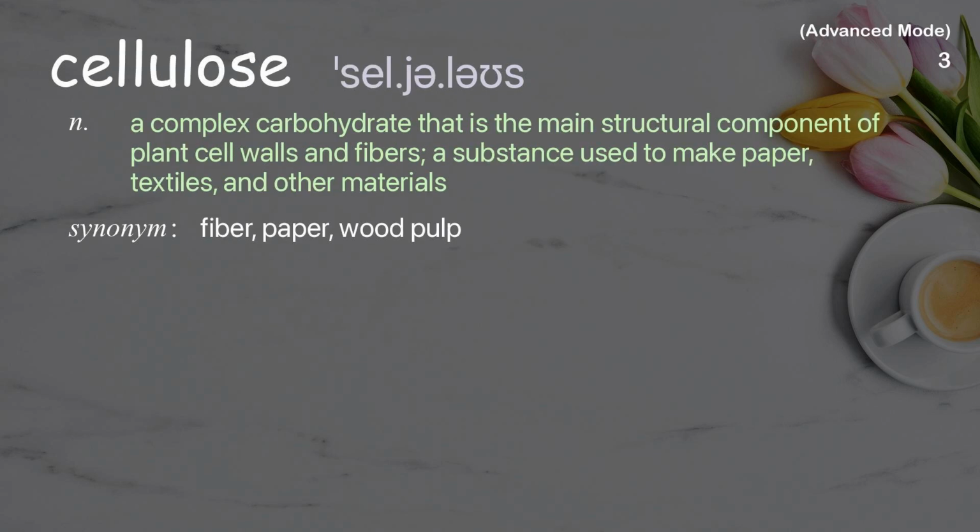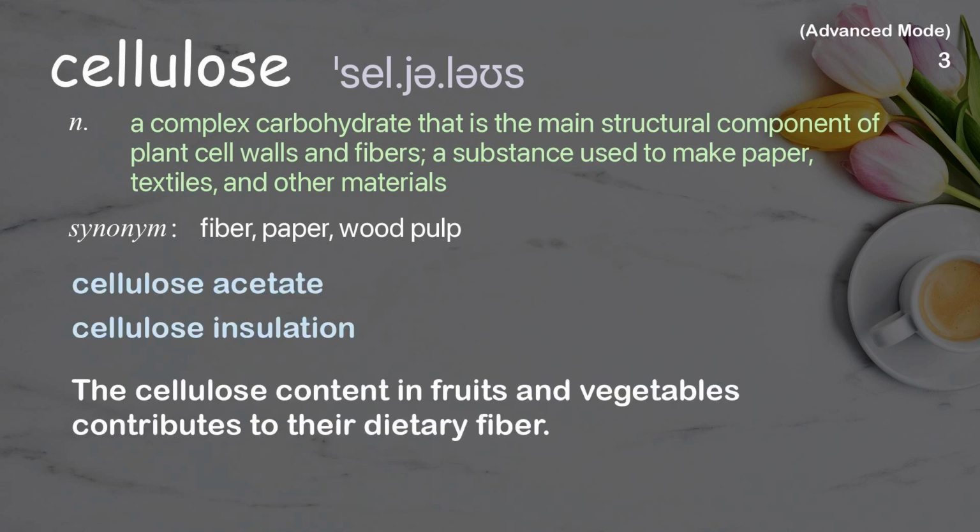Cellulose. A complex carbohydrate that is the main structural component of plant cell walls and fibers, a substance used to make paper, textiles, and other materials. Examples: Cellulose acetate. Cellulose insulation. The cellulose content in fruits and vegetables contributes to their dietary fiber.